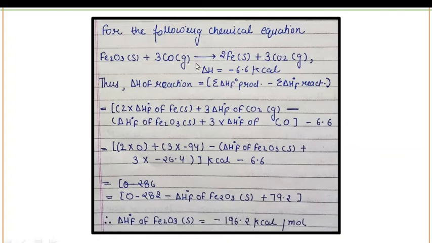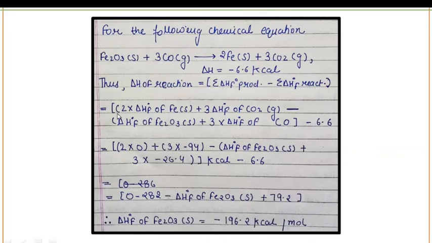As you can see, the equation is given in the question. The delta H value is minus 6.6 kilocalories. To calculate the delta H of reaction, what you need is the total delta HF naught of products minus the total delta HF of reactants. As you have seen earlier, the basic rule to calculate the heat of reaction is to multiply the coefficient with delta HF.